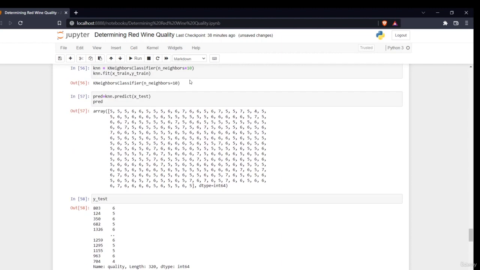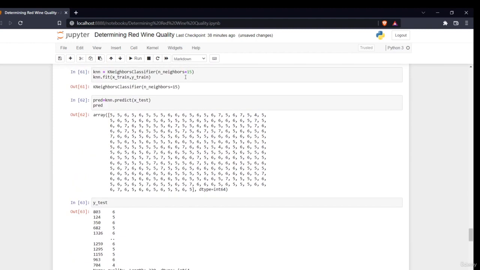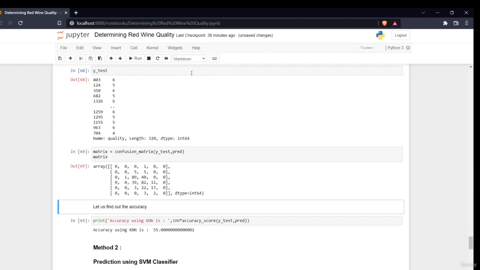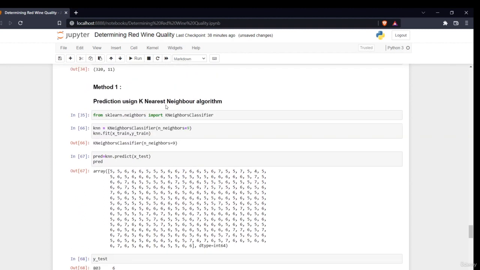Okay, 59.6. Accuracy is getting increased for this level, but it may lead to overfitting of the model. Okay, the accuracy has decreased again. So I'll just stick to, I think 9 is the best. 58.0. Okay, 9 is the perfect solution for this, I think.